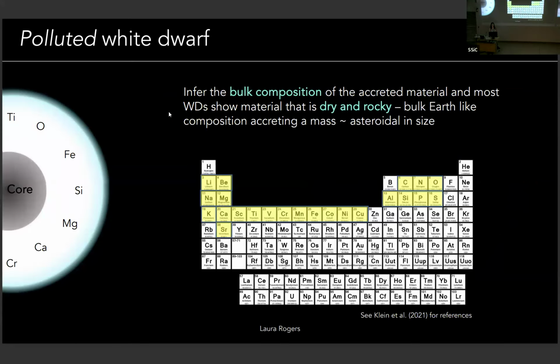And we're doing a pretty good job, actually. So far, we've discovered 23 elements accreting onto white dwarfs. A lot of the time, things seem to be pretty rocky, kind of dry, bulk Earth-like, and they have masses consistent with asteroids in size.